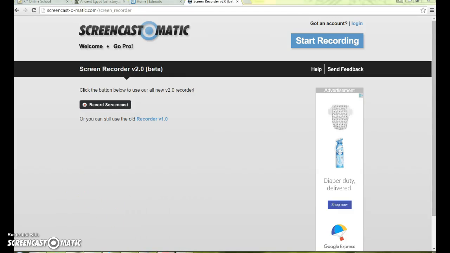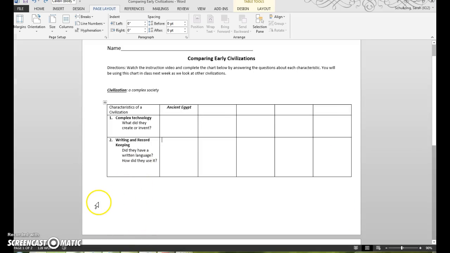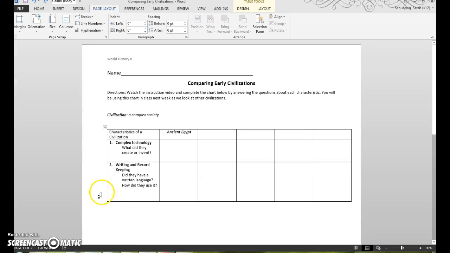Hello everyone, so today is our flipped classroom for world history, and I wanted to show you how you are going to complete this assignment today. Yesterday we talked about why we became civilizations or complex societies, and we looked at the different characteristics of a society. Now today you'll be examining a society, an early civilization from our map.